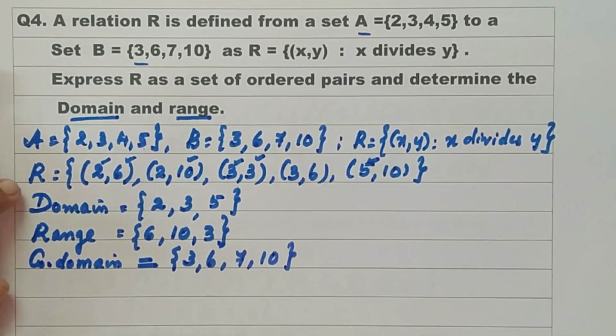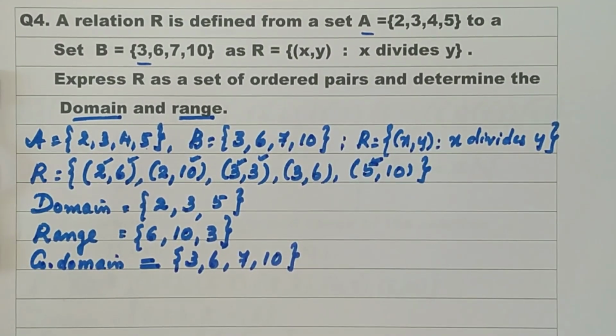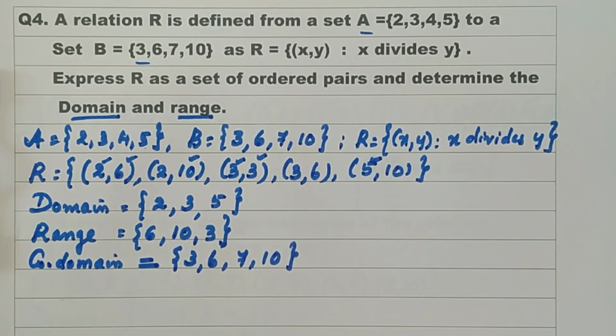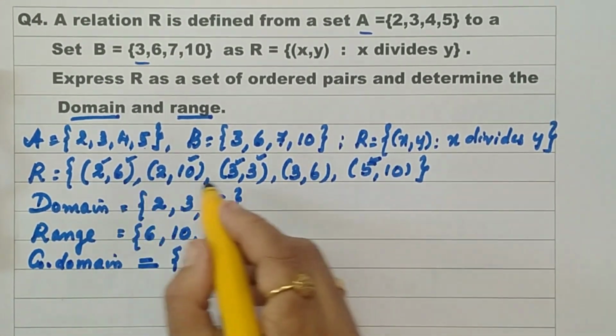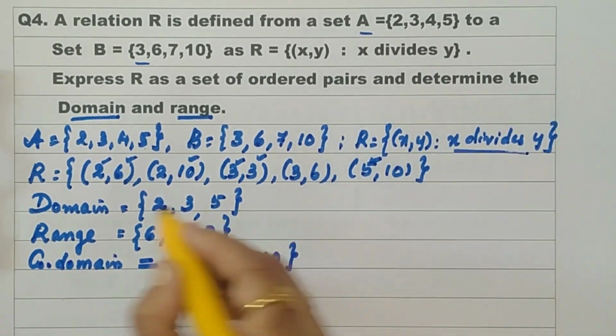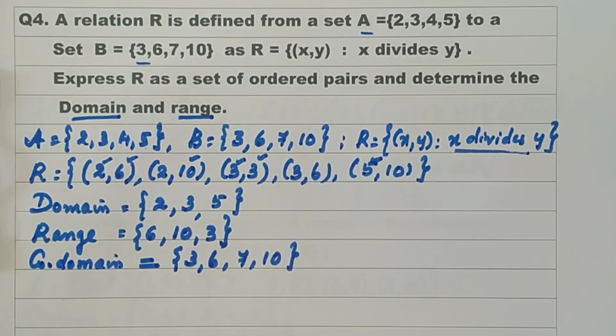I hope all of you understand how to do the problems based on relation. A relation will be actually a subset of the cross product, but the elements which satisfy the given condition only come under the relation R.